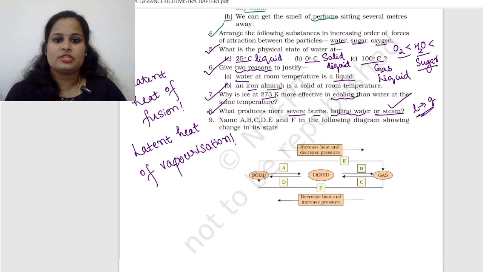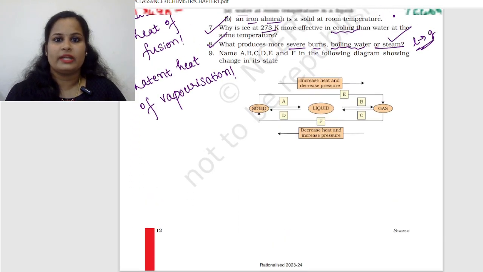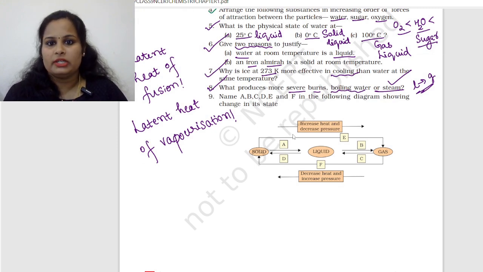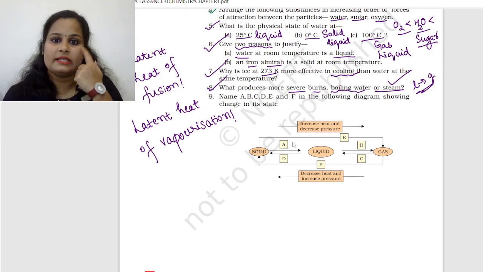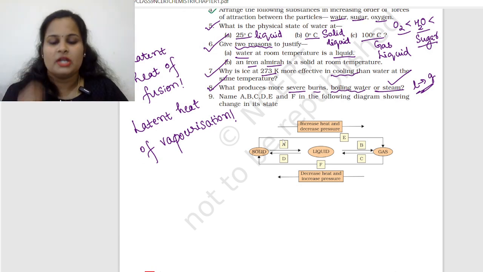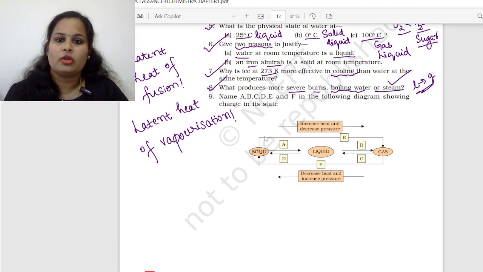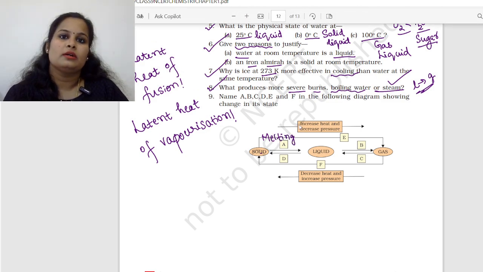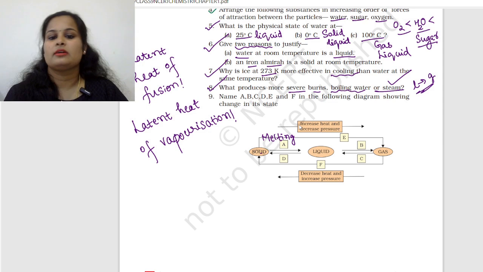And the ninth question, yeah, we are done with the exercise question. This is the last one. A, they have given it as solid. By increasing heat and decreasing pressure, it is getting converted. Okay, so A, it is getting converted into liquid. We call it as melting or fusion. We can liquefy it. So there are several terms.